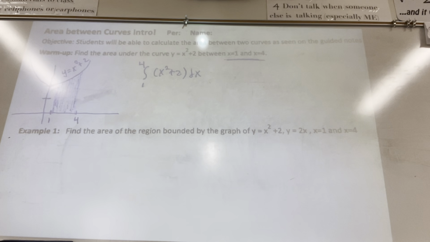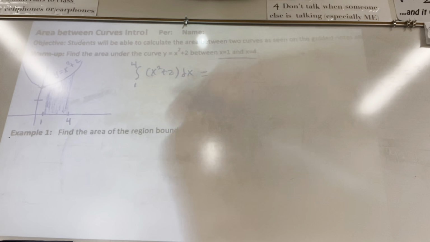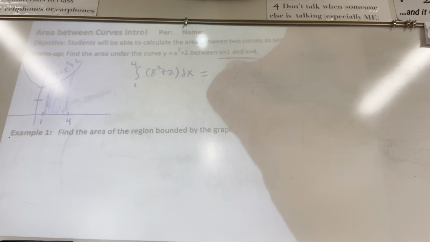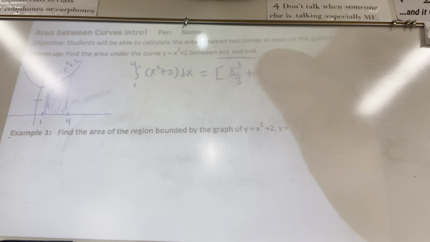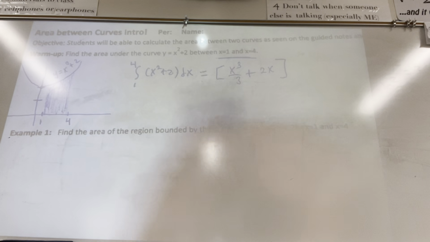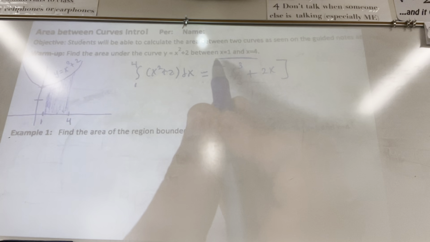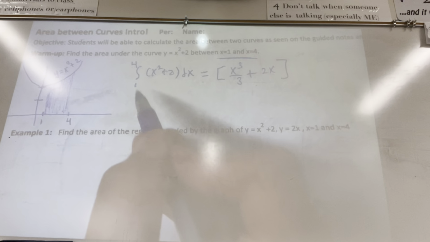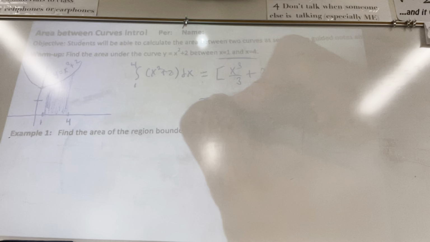So here it is. And once that is set up, can we do it? Of course, we can do it with a calculator. Can we do it without a calculator? Yes, of course. Guys, what's the antiderivative of x squared? What's the antiderivative of plus 2? So now we turned it into a bracket because we already took the antiderivative, so don't put an integral symbol again. But it is between 1 and 4. The Fundamental Theorem of Calculus tells me that I can do this with these values. Plug it in and subtract.